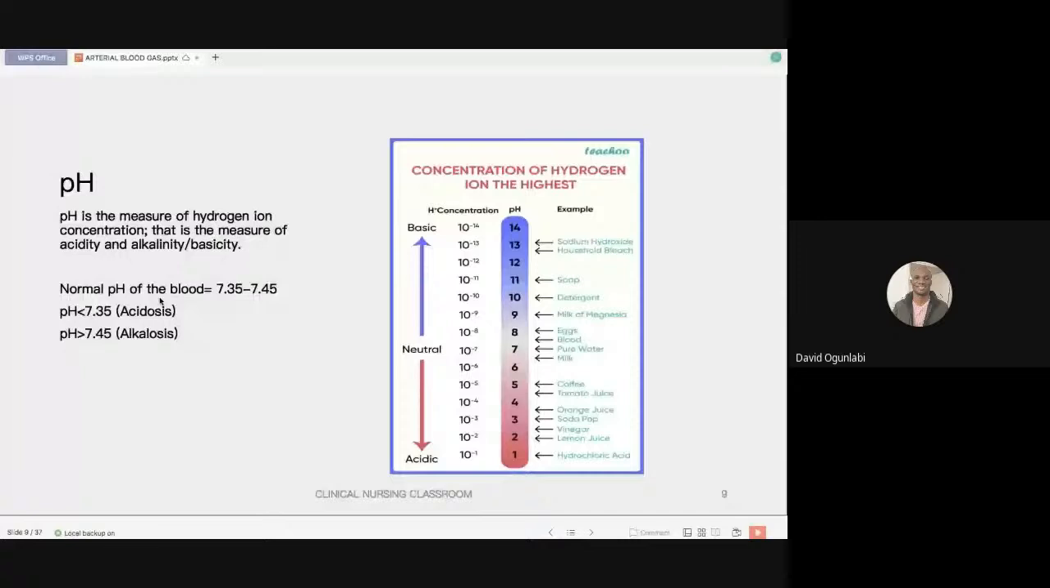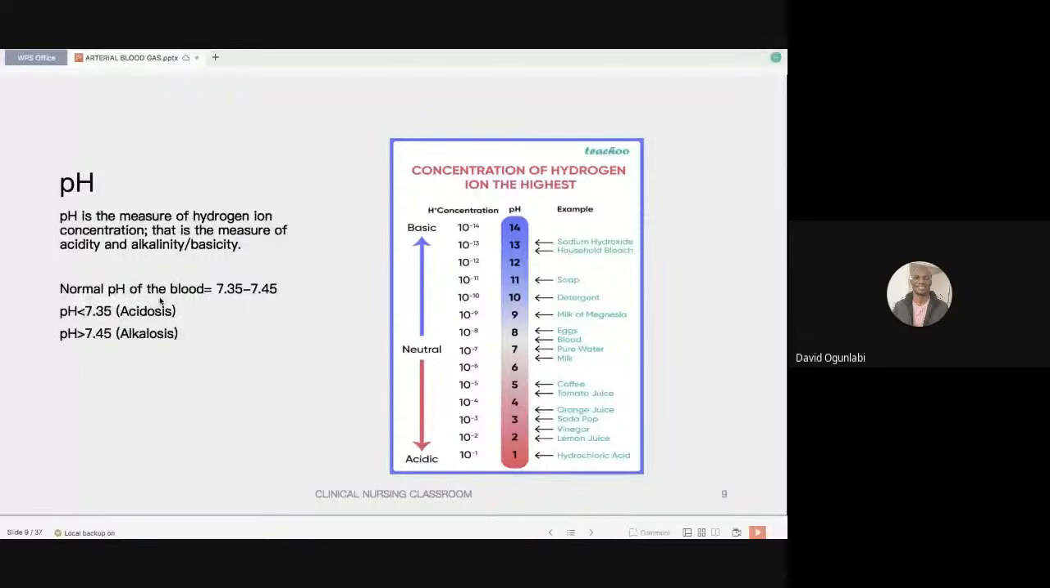And look at the diagram. You see that the arrow goes up and it's saying basic. So it means that the higher the pH, the more alkaline the blood is. Then look at the arrow going down, acidic. So lower pH shows that there is acidosis. High pH shows that there is alkalosis. Lower pH shows acidosis. Higher pH shows alkalosis.